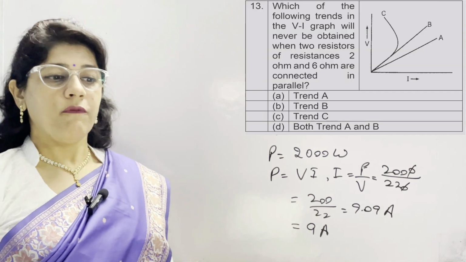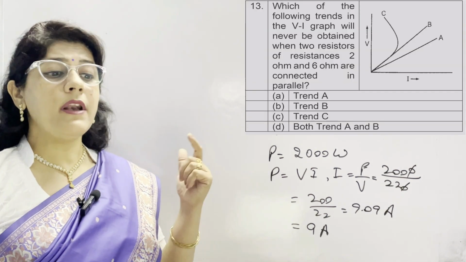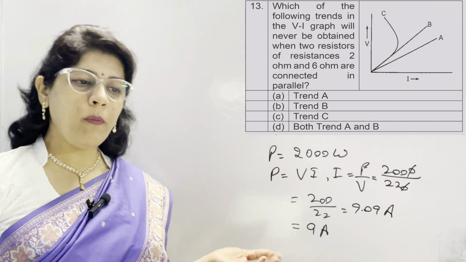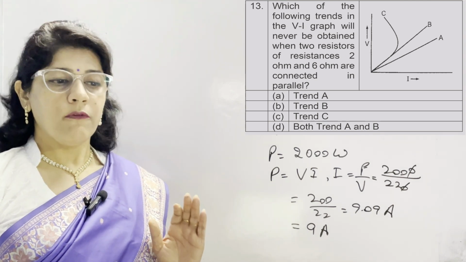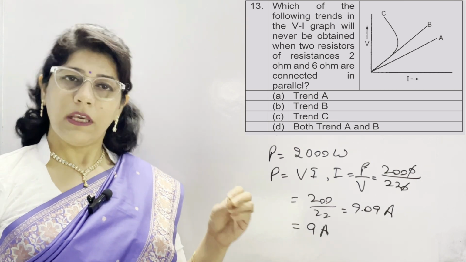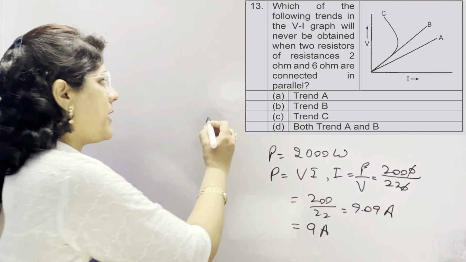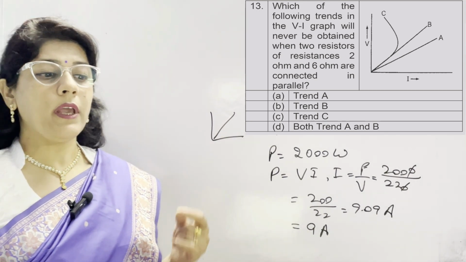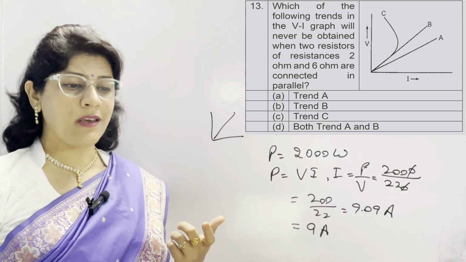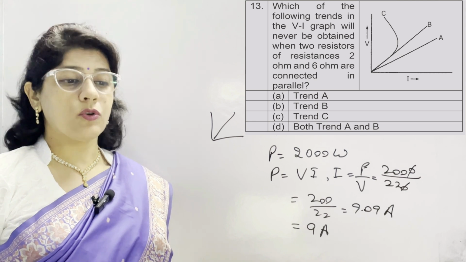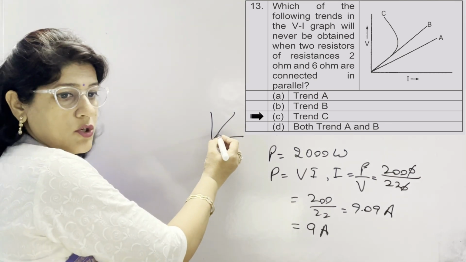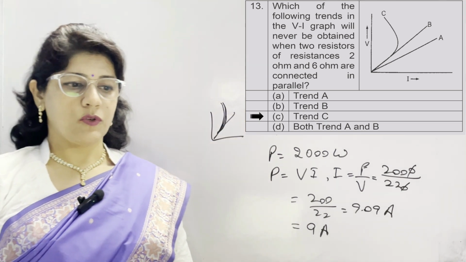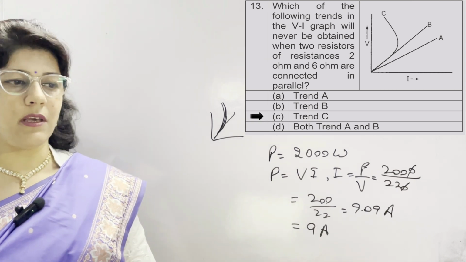In question number 13, which of the following trends in the VI graph will never be obtained when two resistors of resistances 2 ohm and 6 ohm are connected in parallel? We know that whenever resistors are connected, either in series or in parallel, we will get a straight line. The VI curve is a straight line here because these obey Ohm's law. So option A is trend A, B is trend B, C is trend C, and D is both trend A and B. The correct option is C, trend C, which is showing the curve like this. We will never see this type of graph in our ohmic conductors. So the correct option is C, trend C here.